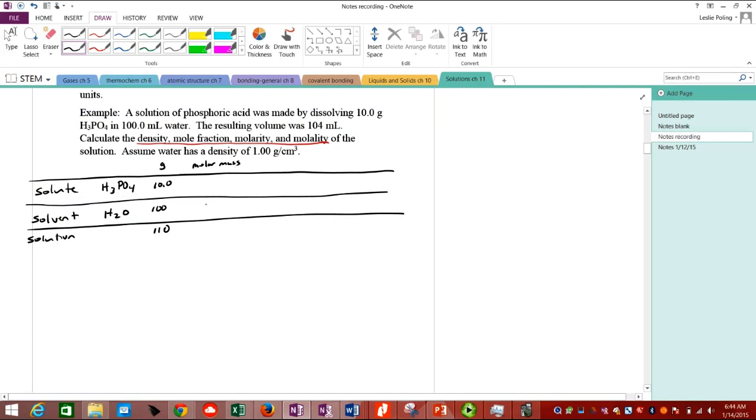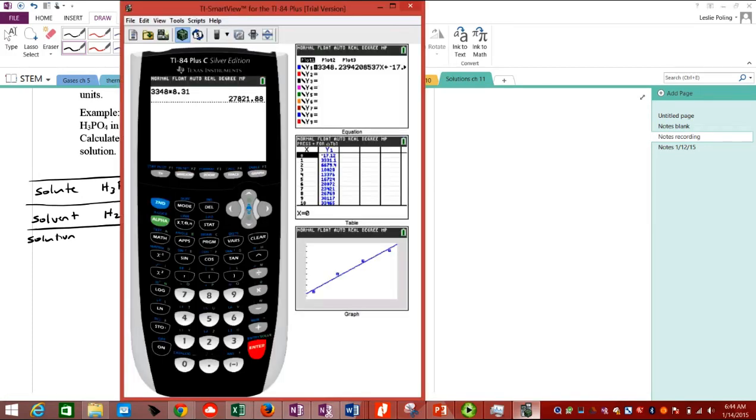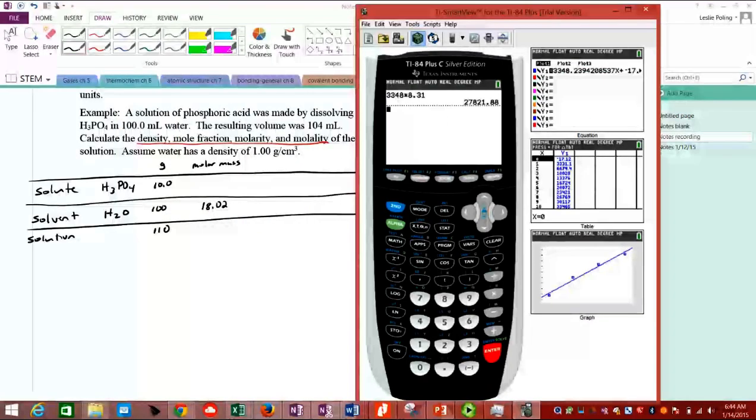Molar mass. Well, we know that there's 18.02 molar mass for water because we've done that so many times before. The molar mass of H3PO4: 3.03 for the 3 hydrogens, plus 30.97 for phosphorus, plus 64 for the 4 oxygens, so we have 98.